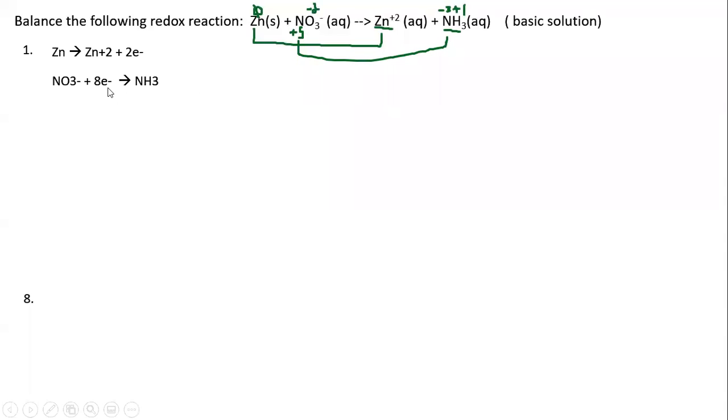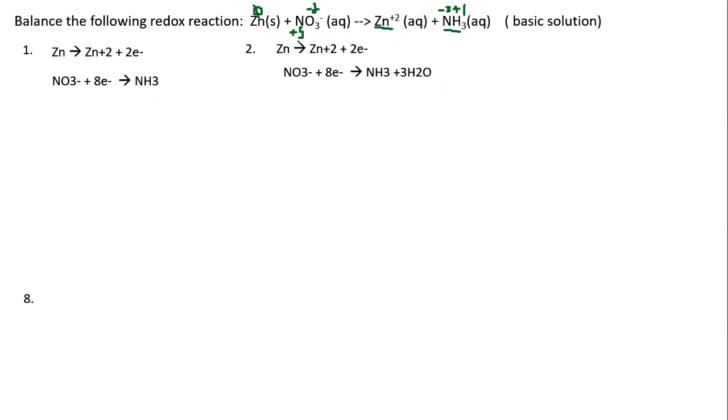So we can write these two half reactions. We get this. There's a total of 8 electrons that nitrogen gains to go from a +5 to a -3. Once we do this, the next thing we need to do is balance the oxygens by adding water molecules. The first half reaction, the oxidation half reaction, has no oxygen, so it doesn't need water molecules. But the second one has 3, so we need to add 3 water molecules on the product side.